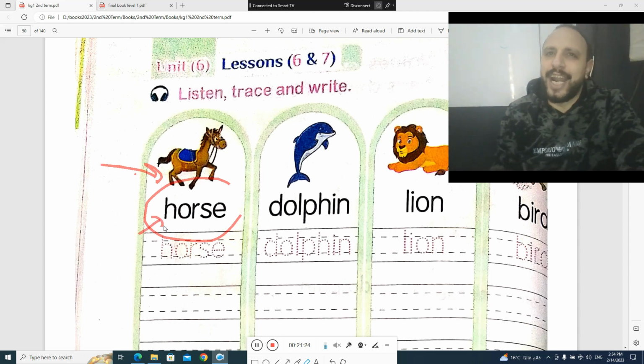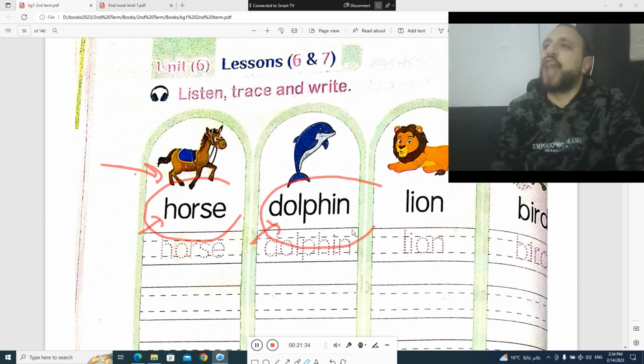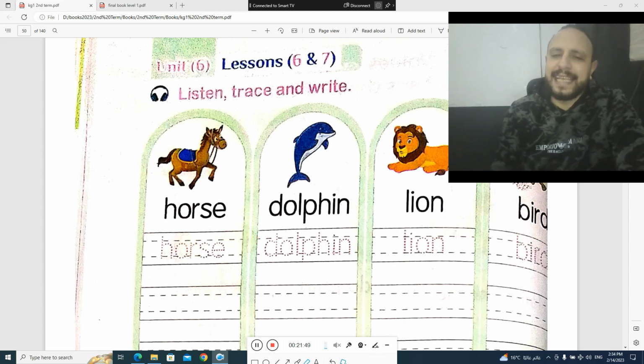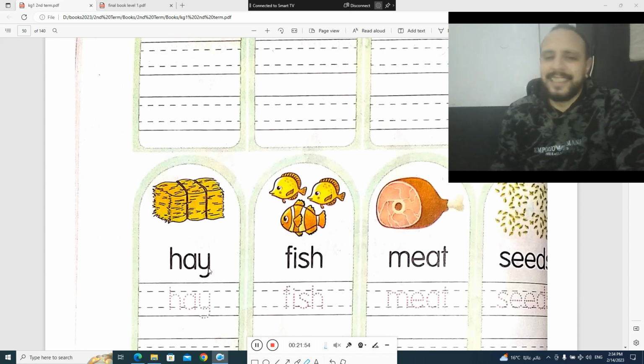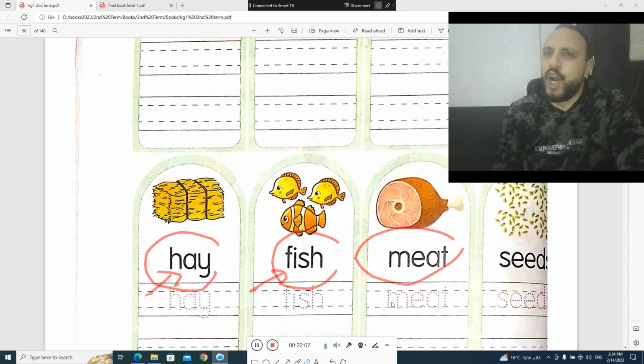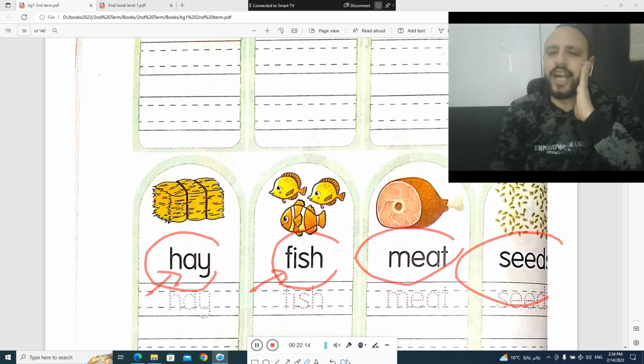Horse begins with letter H. Dolphin begins with letter D. Lion begins with letter L. Bird begins with letter B. Hay begins with letter H. Fish begins with letter F. Meat begins with letter M. Bravo. Seeds begins with letter S.